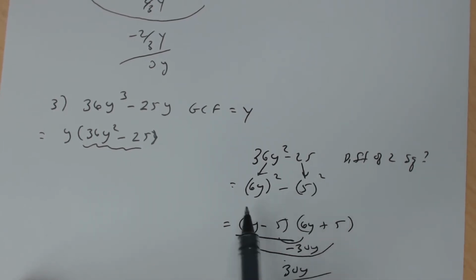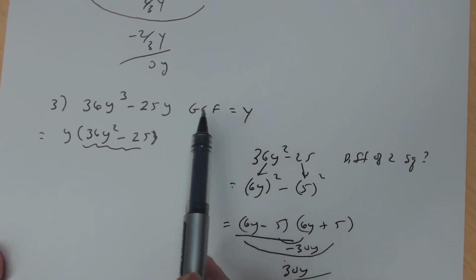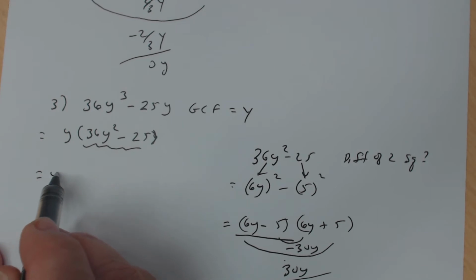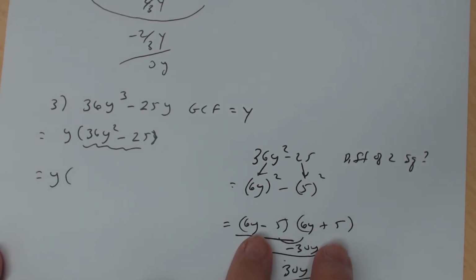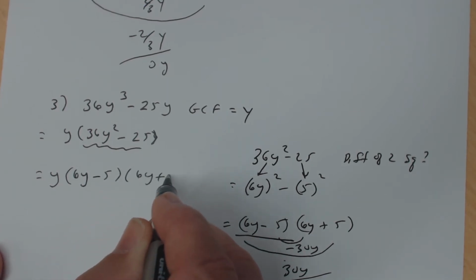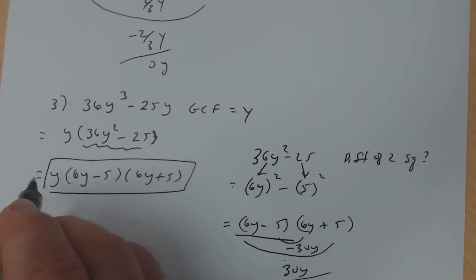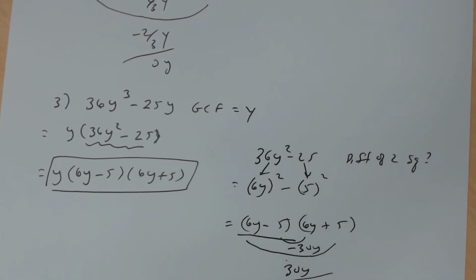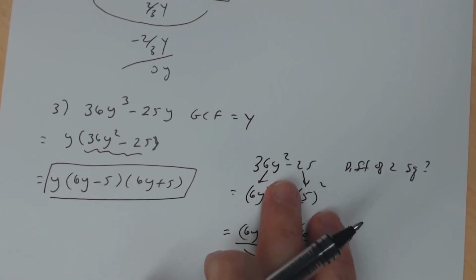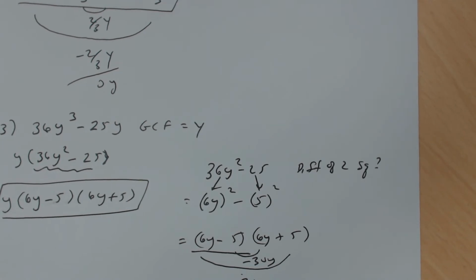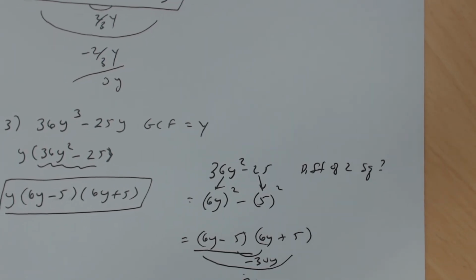But remember, that's not the answer because you did have a GCF of y. So you need to rewrite it with this y. So the answer is going to be y, the GCF, times these two binomials: 6y minus 5 times 6y plus 5. Okay? So nothing new. You always knew that you had to factor out the GCF first. And this part right here is the same thing as what we did in the previous two examples.